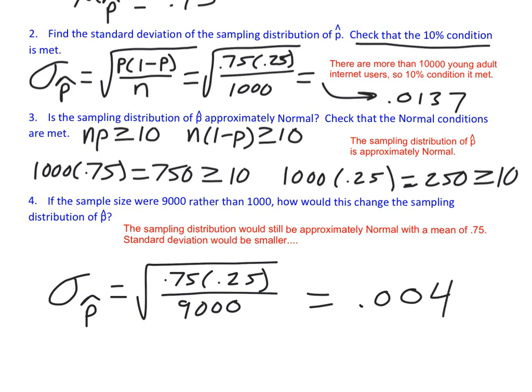Your standard deviation would be like 0.4%, less than 0.5%, which would basically tell you that if you took a random sample of 9,000 18 to 29-year-olds, you would get an approximation for p that is probably quite accurate to what the parameter actually is. And again, notice it went down from up here. We took the sample from 1,000 to 9,000, so the standard deviation of our sampling distribution, as expected, went down.